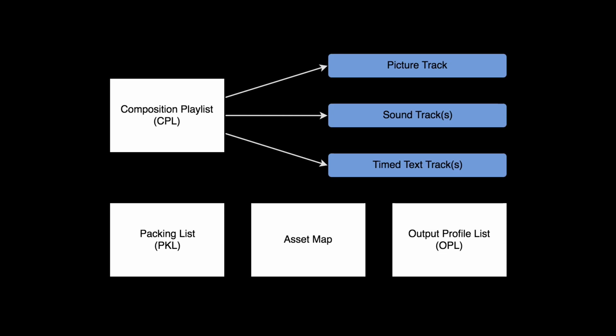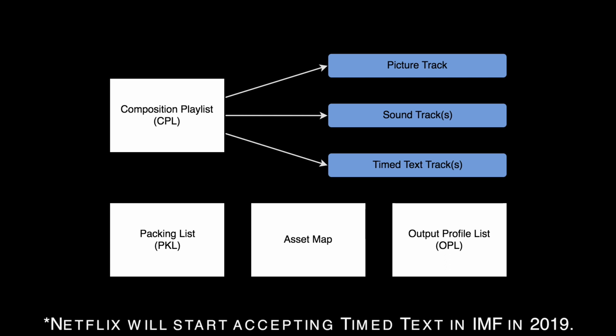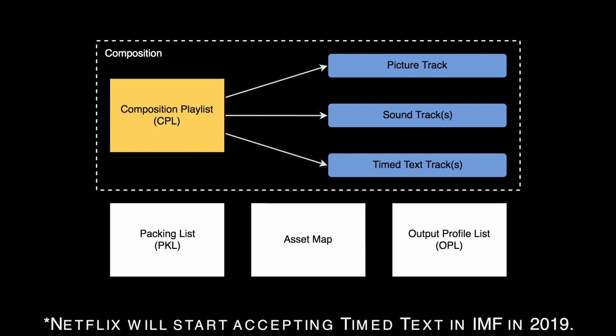Let's now look at the structure of an actual IMF package. A package consists of a number of different files. MXF track files contain the actual picture, sound, and timed text essences. In addition to those track files, there are one or more composition playlist files. A composition playlist, or CPL for short, is an XML file that assembles the track files on a timeline to create a composition.